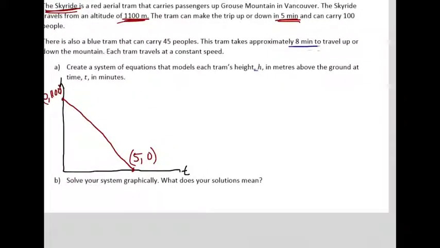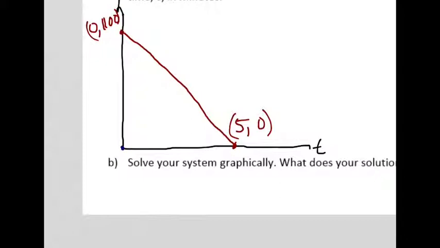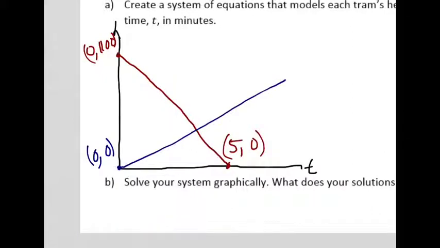takes 8 minutes to go up or down, and we're going to assume that the blue tram starts at the bottom of the tram ride. Okay, so the blue tram is going to start here. It's at 0 minutes, it's at 0 meters, and then it's going to be traveling up to the 1,100 point. I should make that a little less steep. It's going to be traveling up to 1,100, and it's going to take 8 minutes to do that.